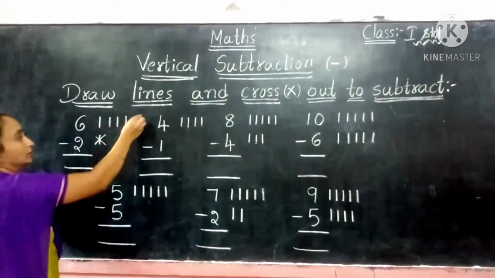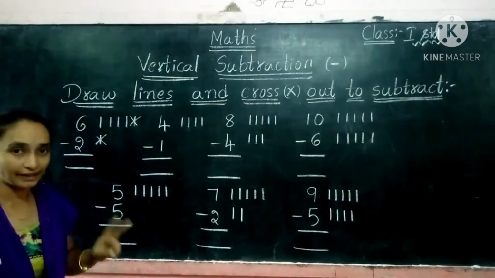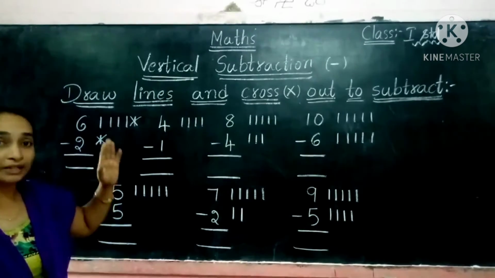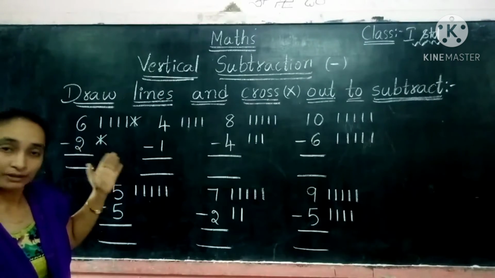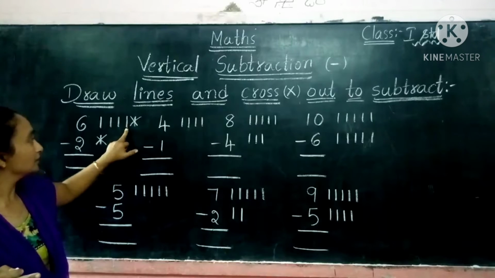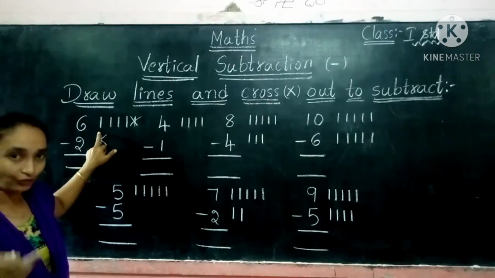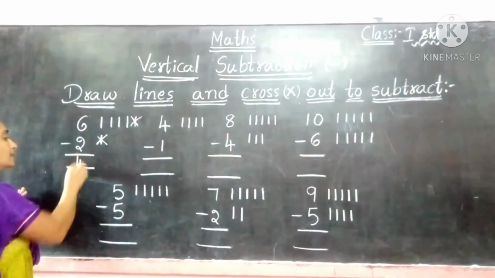1, 2. So 2 lines I crossed out. Now how many are left there? So how many remaining lines are left? That is the answer. 1, 2, 3, 4. So how many are left, children? 4 lines are left. This is the answer.